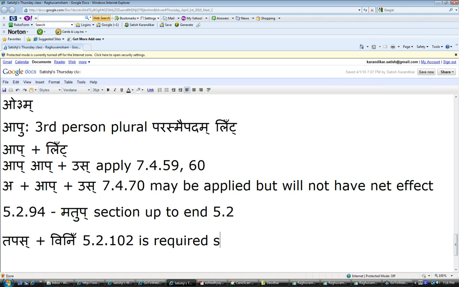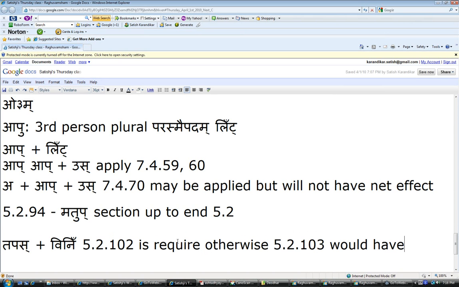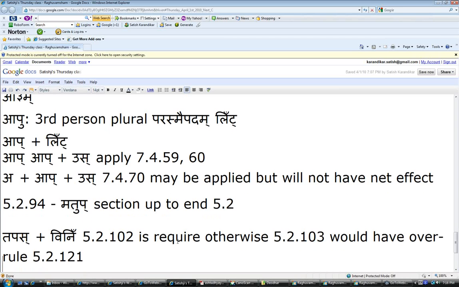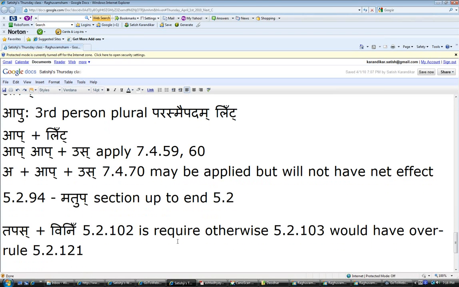Otherwise, okay. And while I'm putting this down, can somebody think about the Visarga Sandhi rules here? What should have happened here? Otherwise, 5.2.103 would, between tapas and vini, would have overruled 5.2.121. Okay. So when you have tapas plus vini, Sasajushoruhu. Now Sasajushoru only is Padante.